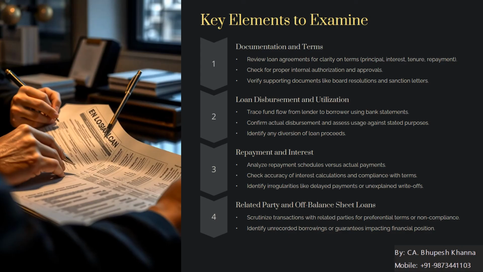B. Loan disbursement and utilization. Trace the flow of funds from lender to borrower. Examine bank statements and transaction records to confirm actual disbursement. Assess whether loan proceeds were used for stated purposes or diverted.